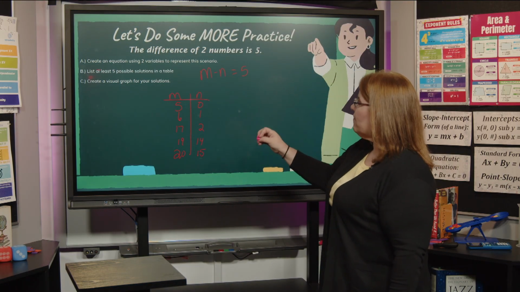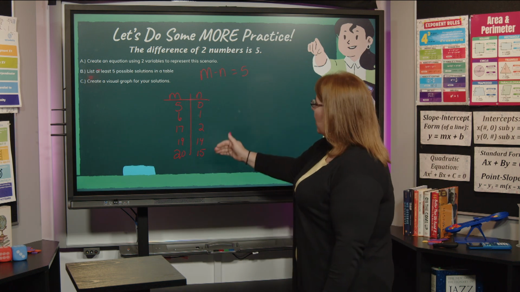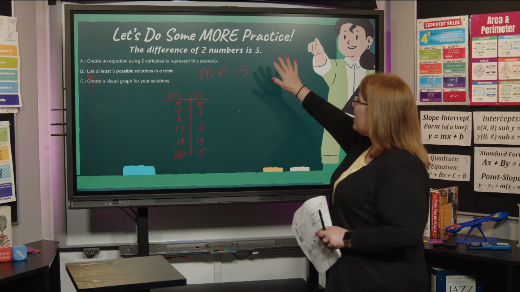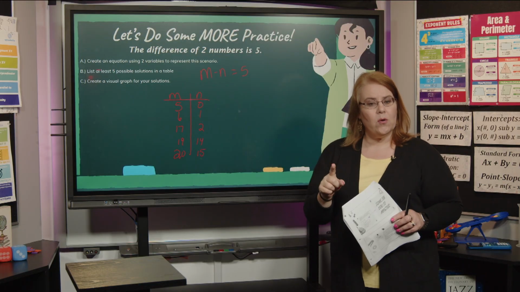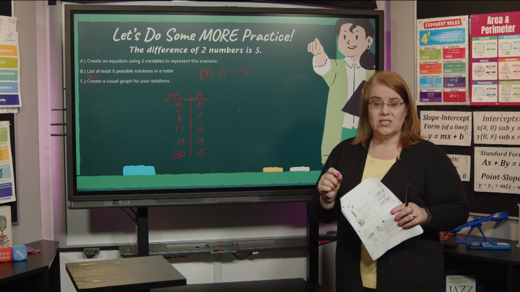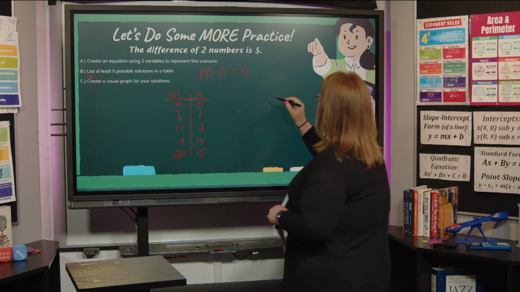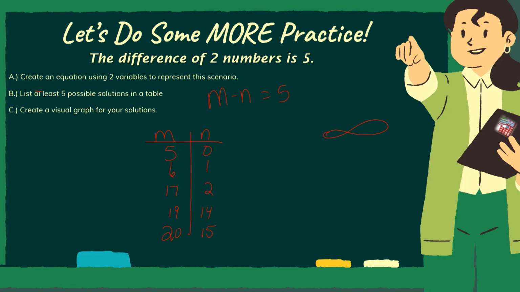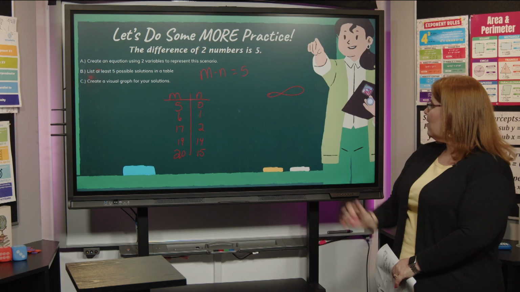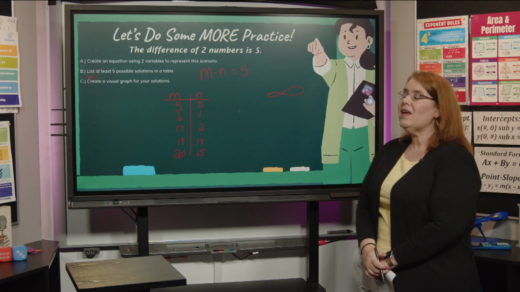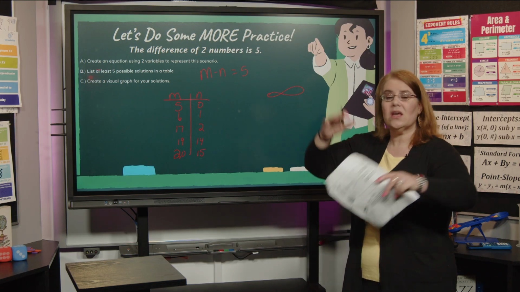So we created our visual with our graph. We did our table. We showed all these different amounts that could possibly make this true. So here's the very important question. How many solutions are there? What does that new symbol mean? Infinite. Infinitely many solutions, because it goes on and on forever.